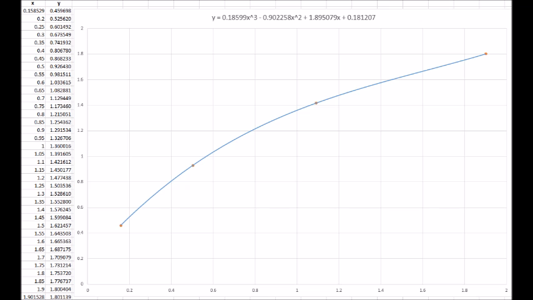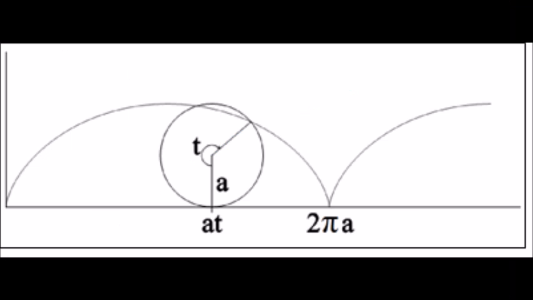Notice that it passes exactly through the 4 y values we input, as seen by the orange dots. This is a must for any interpolating polynomial. It turns out that I pulled the data from a known curve, so we can compare our interpolation to the exact values. The curve I used is called the cycloid.